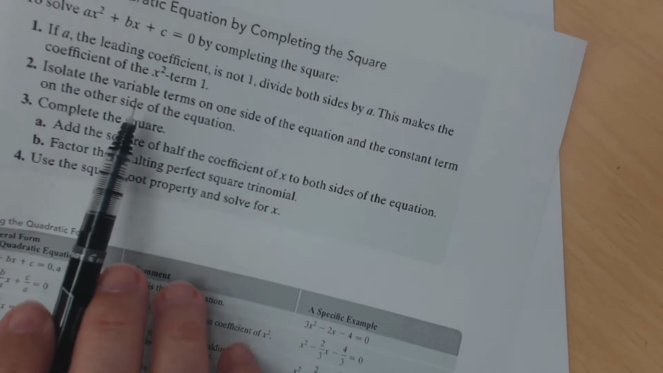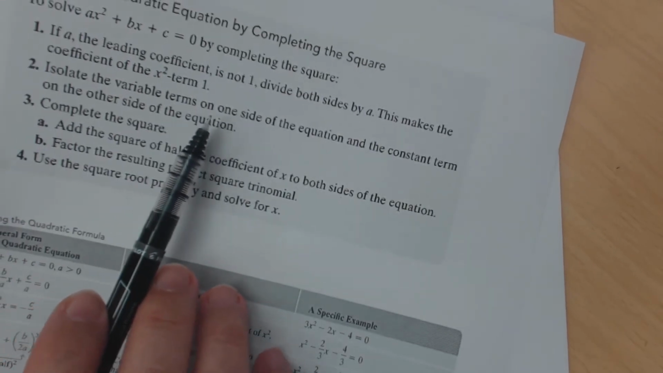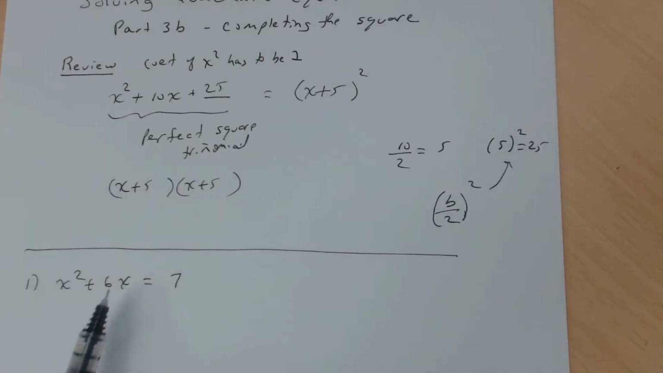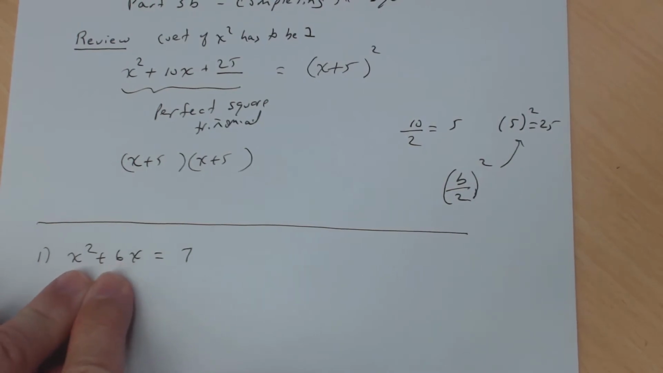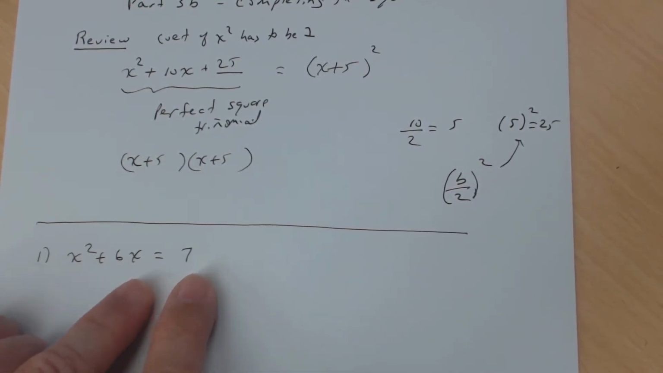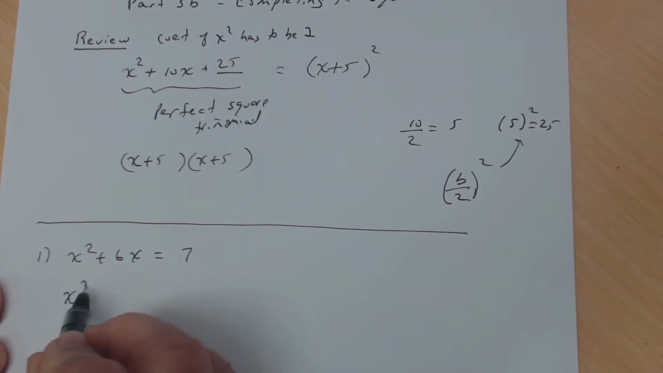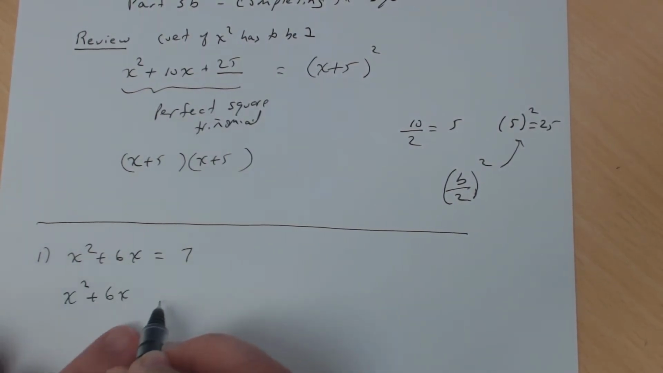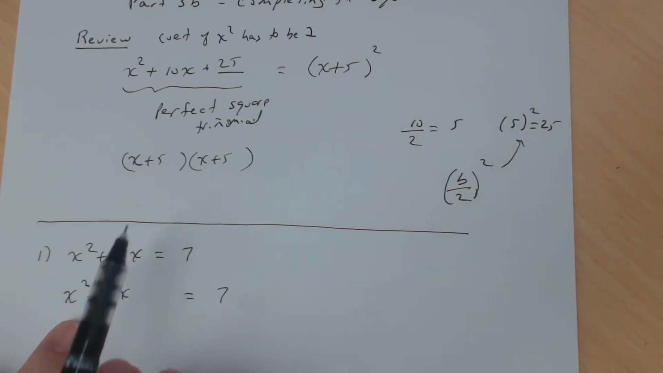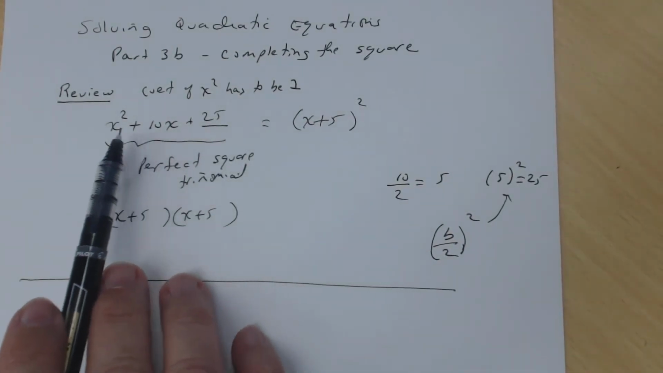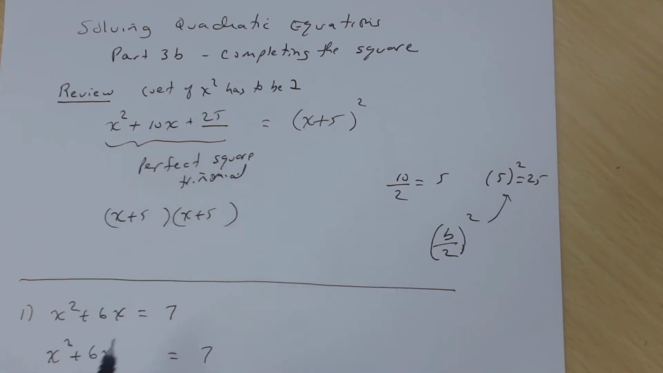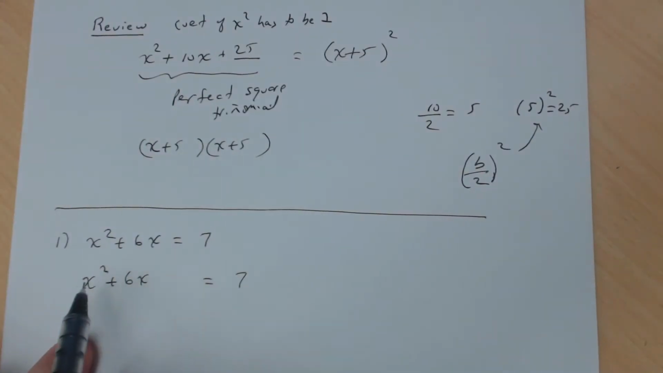Once we do that, we isolate the variables on one side and the constant on the other side, which in this case it already is. So the variables are on one side, constants on the other. Now I'm going to leave some space here. So I'm going to write x squared plus 6x, leave some space, equal 7. Now, see this right here? That looks like the original, remember the x squared plus 10x? So I'm going to complete the square on this binomial.